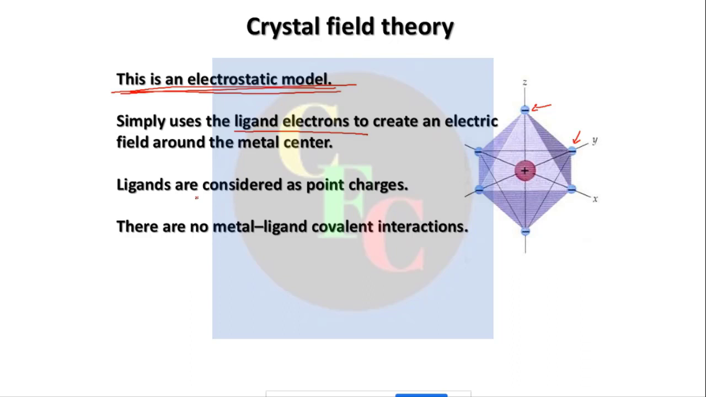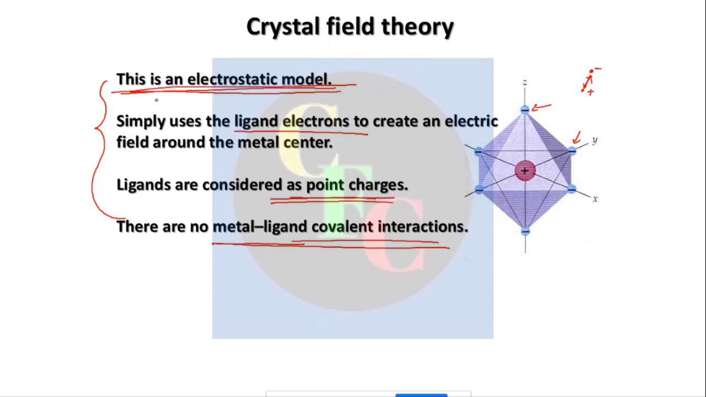So it considers ligands and the metal as only point charges. Point charges means that it has no volume. See, only a point negative or only a point positive charge, right? So it considers only the electrostatic interaction between these things. And there is no metal-ligand covalent interaction. That means there is no metal-ligand orbital overlapping. So only the attraction of opposite charges is there, right? And this is one of the most simplistic models, a simplification.